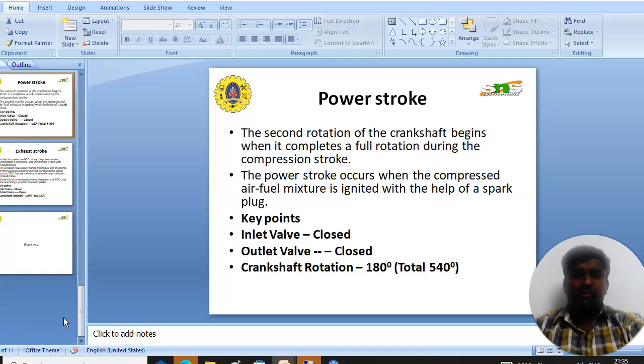Next is the power stroke. The second rotation of the crankshaft begins when it completes the full rotation. After the compression stroke, the power stroke occurs when the compressed air fuel mixture is ignited with the help of the spark plug. The key points of the power stroke are inlet valve closed, outlet valve closed, the crank rotation is 180 degrees, totally it is 540 degrees.